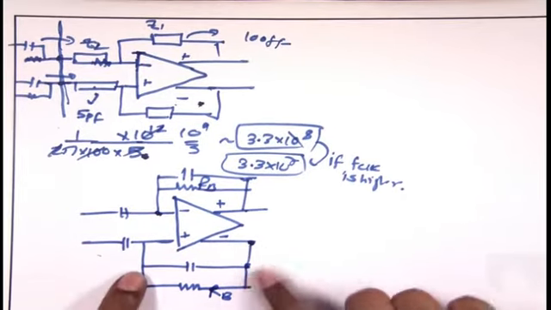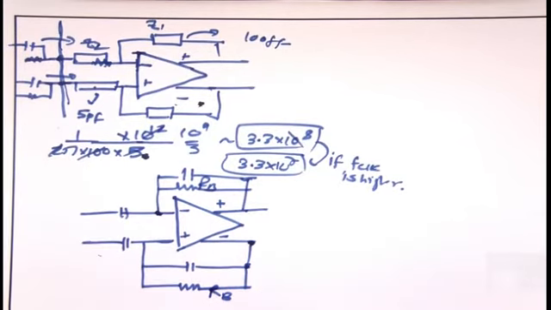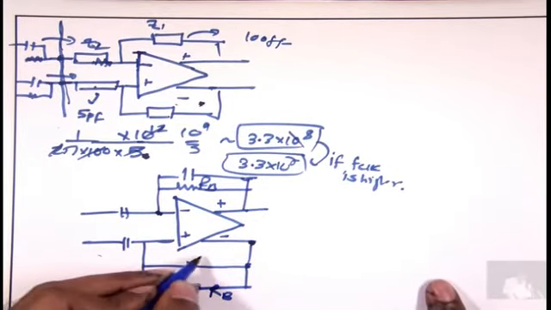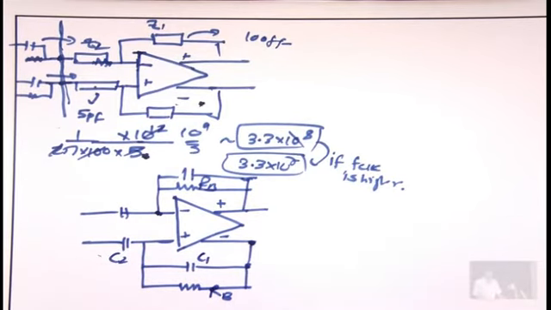But now, the overall transfer function is no longer C2 upon C1. It has RB in parallel. It looks like a high-pass filter. So let us find out what the transfer function is and also try to see what should be the appropriate value of RB required in our application.